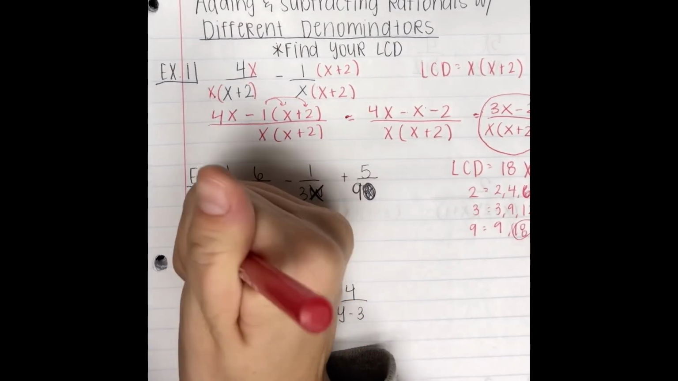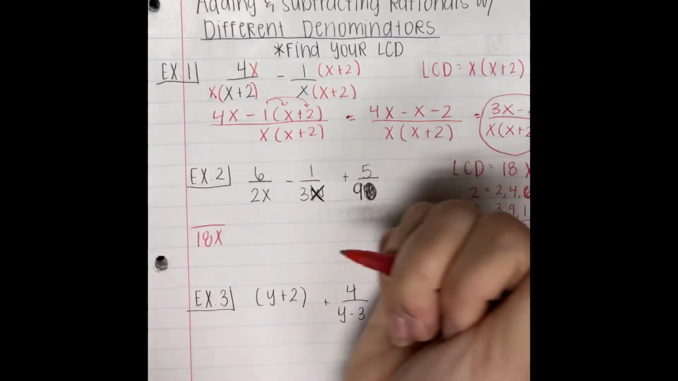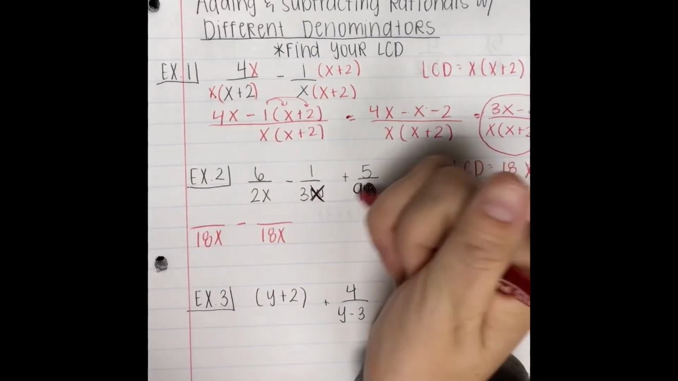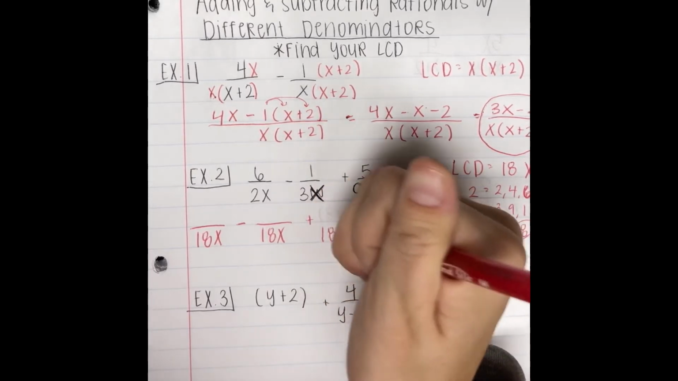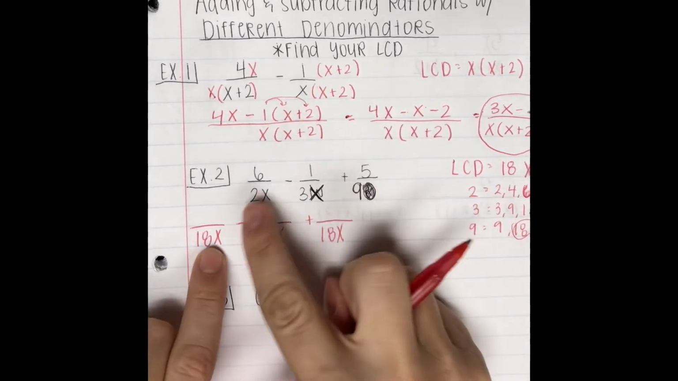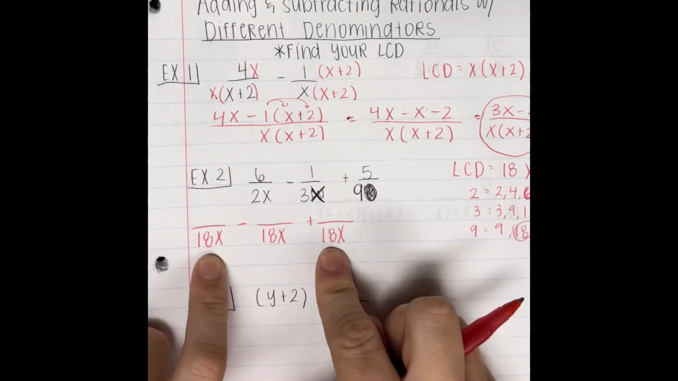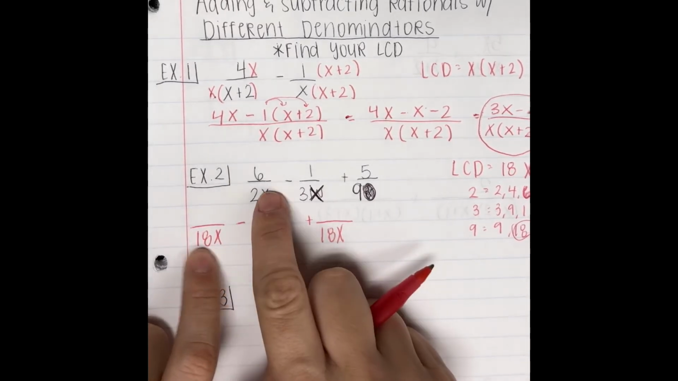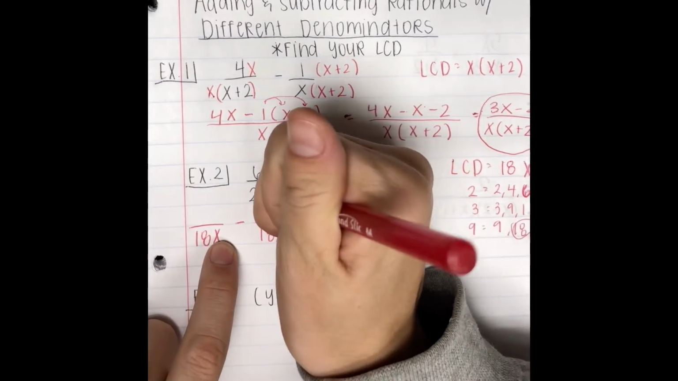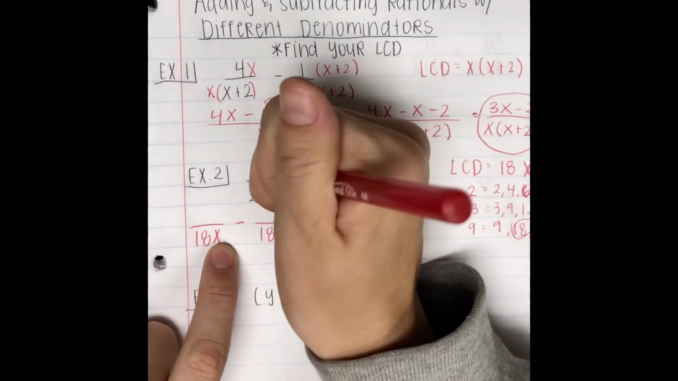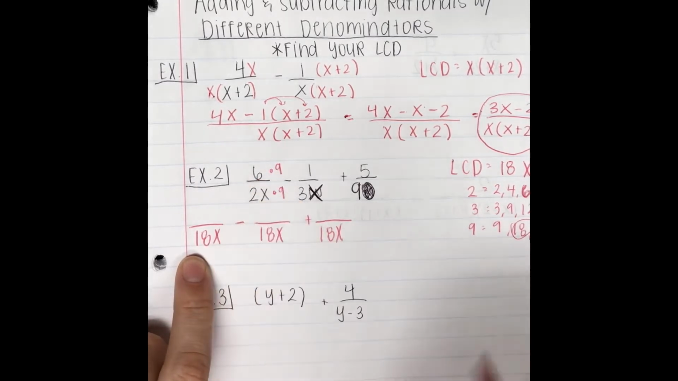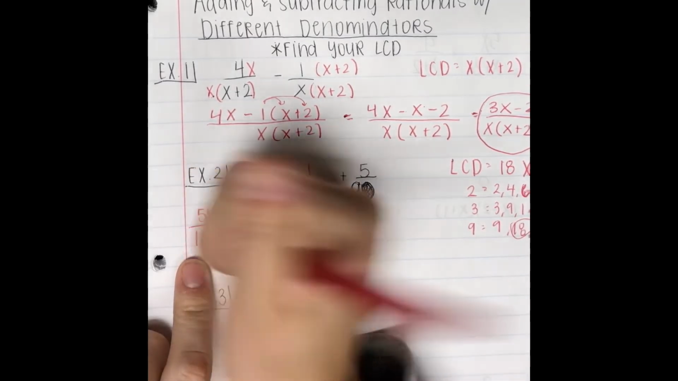So I'm going to rewrite each fraction to have an 18x as my denominator. Okay? So each of these denominators needs to become 18x. So what do I multiply 2x by to become 18x? Well, it's already got the x part, so I just need to multiply it by 9. So I'll do that to the top and bottom. 2x times 9 is 18x. 6 times 9 is 54.